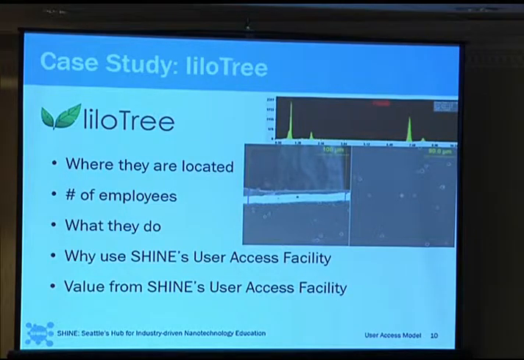What they do ranges. A lot of these small companies range from R&D to characterization, a lot of failure analysis. People will bring in projects, they want to know what went wrong, how they could make it better, and so they have to characterize or analyze what happened to their materials.